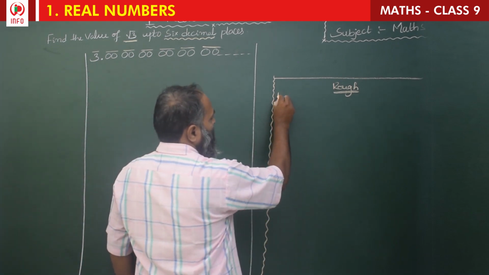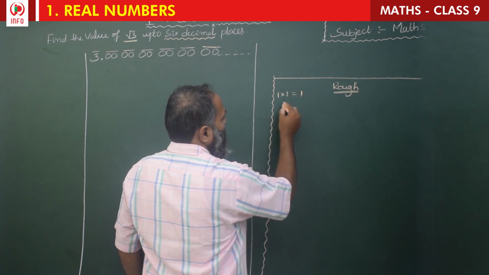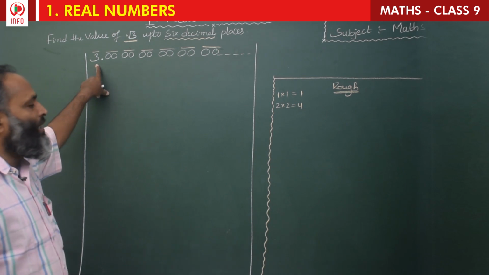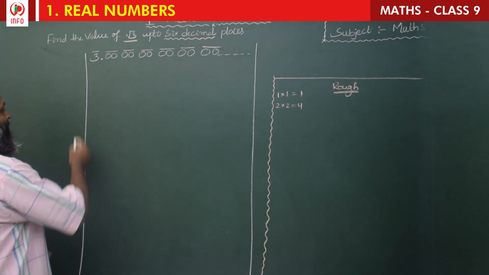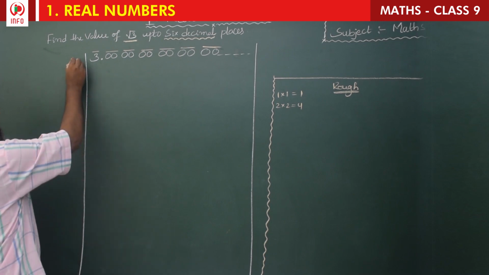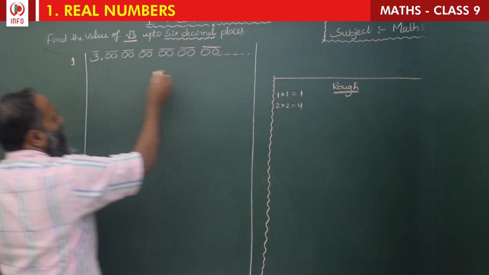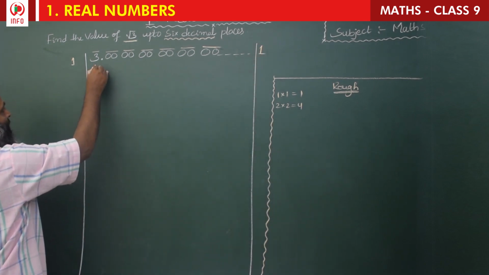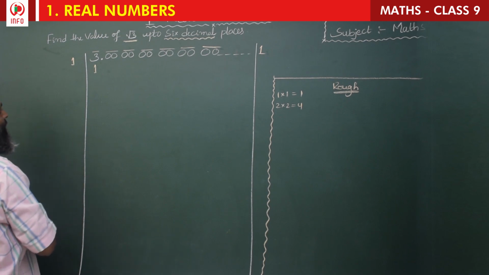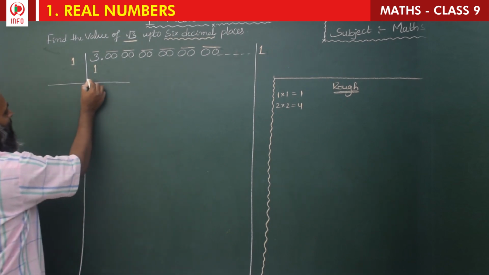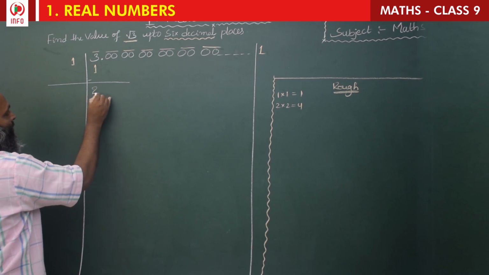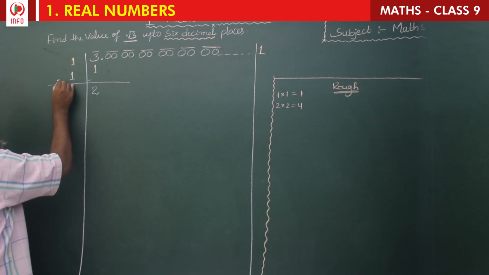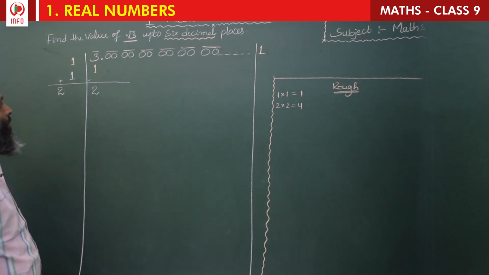First 1 1 za is 1, 2 2 za is 4, which is more than 3. It means we should take 1. 1 1 za is 1. That one we should write here. Then after that, 3 minus 1 is 2. Now you add that 1: 1 plus 1 is 2.